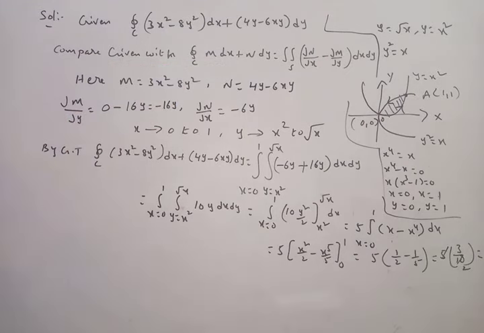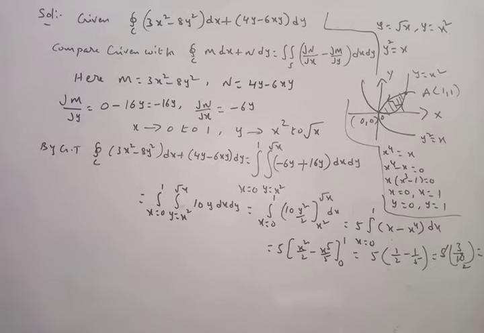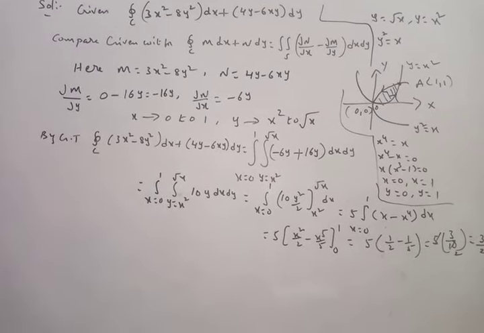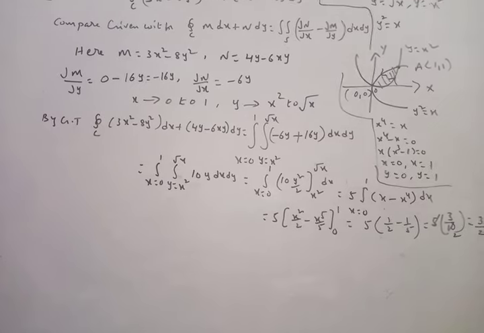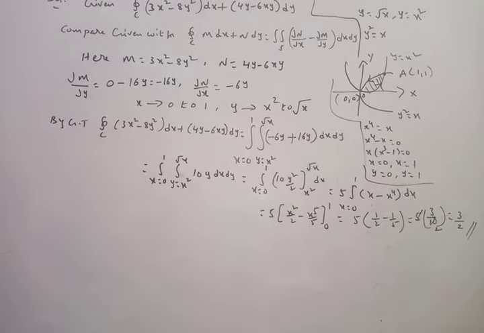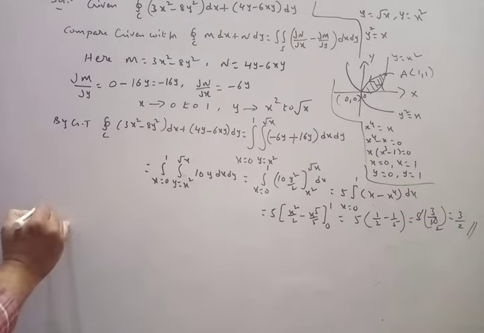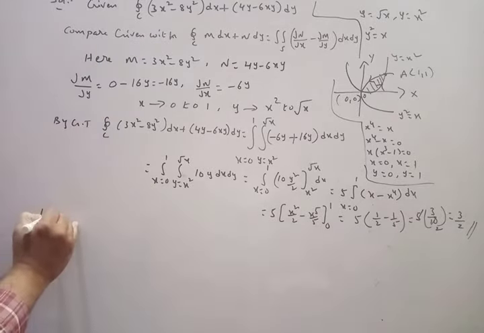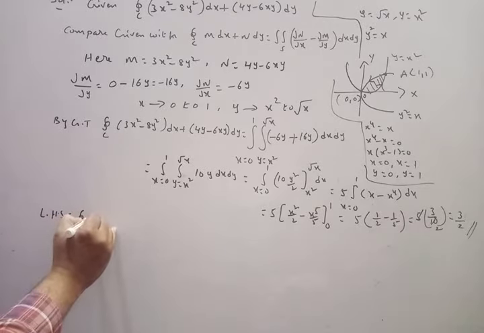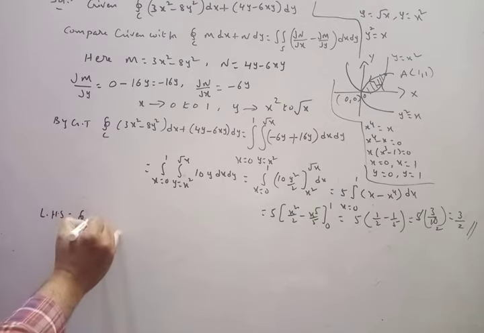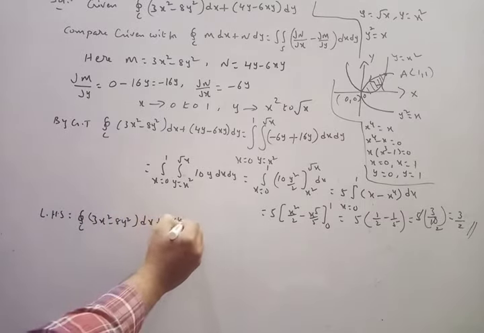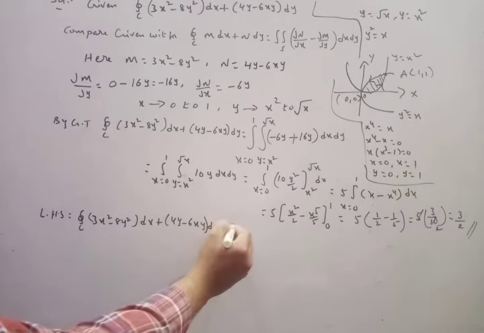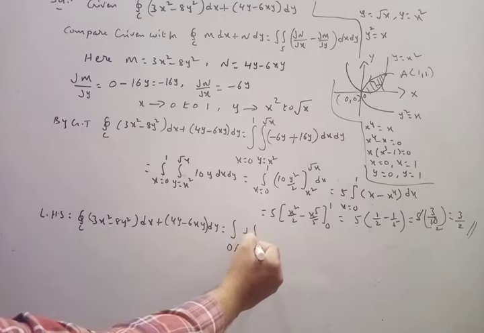The LHS of Green's theorem we have to find. What is the right hand side and what is the left hand side? The circle integral over C of m dx plus n dy is on the left hand side. So in place of m, what was given here: the integral of 3x square minus 8y square dx plus 4y minus 6xy dy is equal to, how to calculate? Integral over OA plus integral over AO.